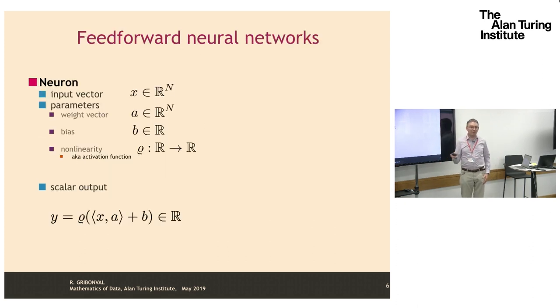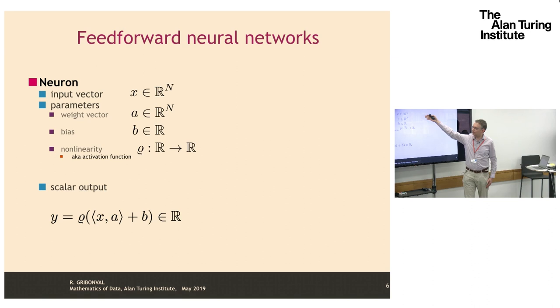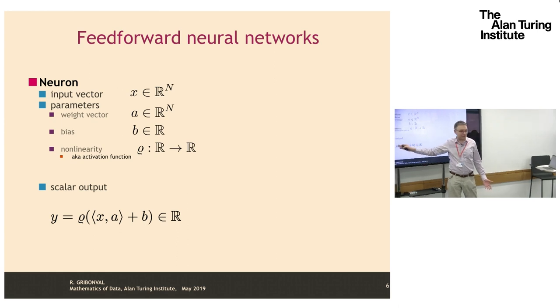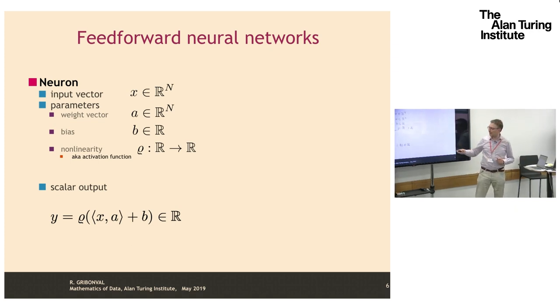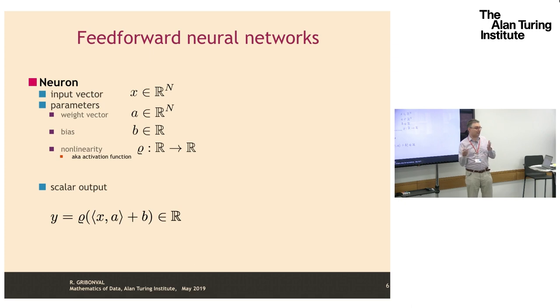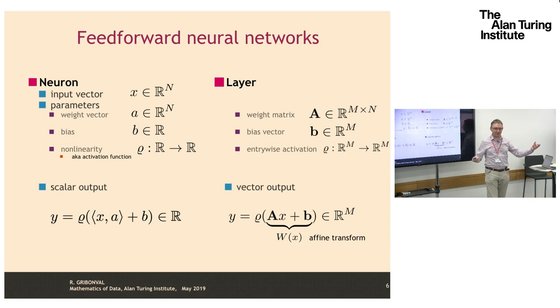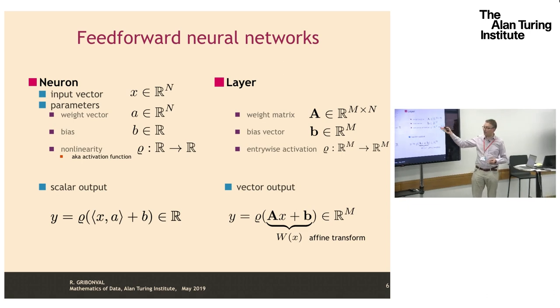So you're probably all familiar here with what is a neuron. A neuron is associated to a function that takes an input vector, d-dimensional, takes the inner product with a certain vector, adds a bias or an offset, and applies a nonlinearity. The nonlinearity is called activation function. So a neuron is essentially a function from R^d to R. A layer now is something that gathers several neurons together, using typically the same nonlinearity on each neuron of the layer.